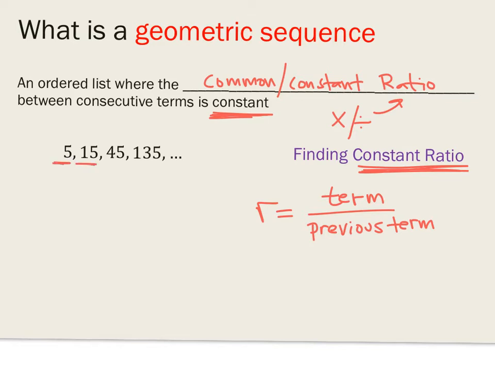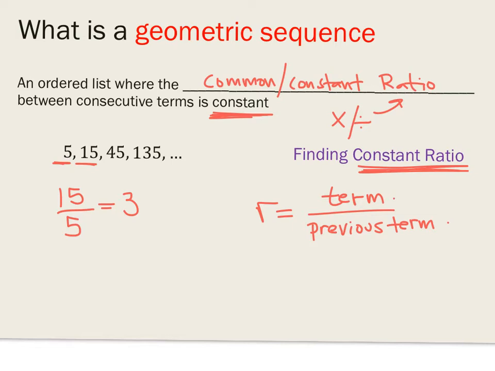And so we're going to look at two values. Let's look at 5 and 15. Now I'm going to take a term and divide it by its previous term. So what I'm going to do is take 15 and divide it by 5. So notice that I didn't choose 5 and divide it by 15, because that doesn't give me an accurate account of what's actually happening. I always want to take the next term and divide it by its previous term. So when I do this, I get a value of 3.